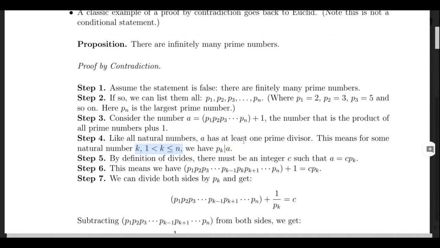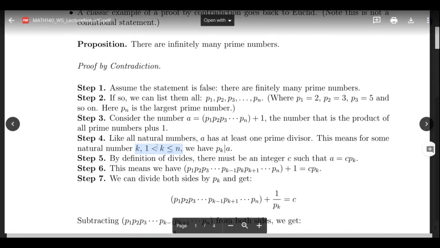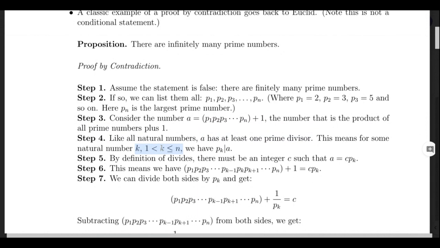Okay, so this is another kind of argument. Well, we could just say this K, most of the time we use I. So either P1 divides A, P2 divides A, any Pi divides A, and this i is between 1 and n. So here, we use K, which means we must have a prime number Pk that divides A. So this Pk could be P1, could be P2, up to Pn, any of these prime numbers.